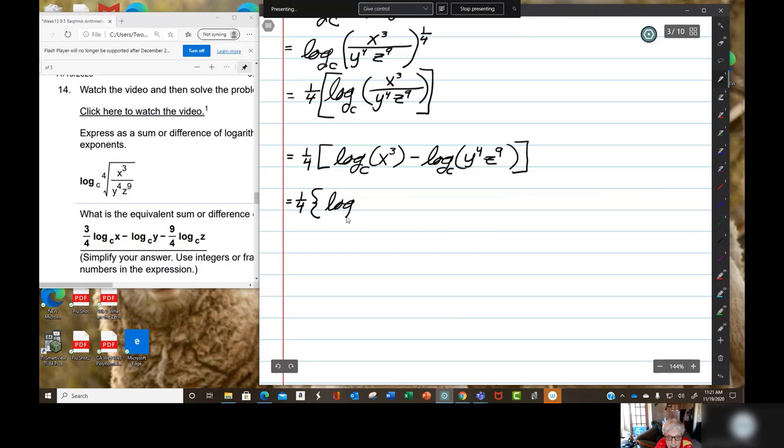Log base C. I haven't had to do this in years. Of x to the third minus bracket log base C of y to the fourth z to the ninth. Close parentheses, close bracket, close braces. Okay.